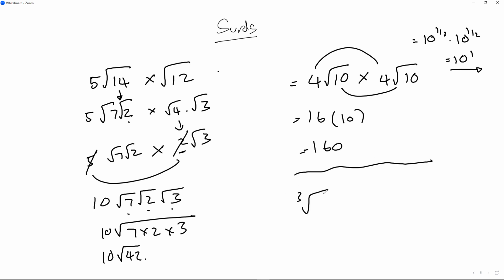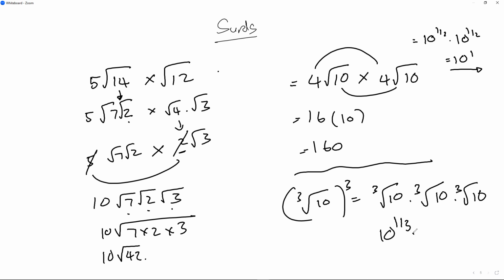If I've got the cube root of 10 cubed, that's like saying the cube root of 10 times the cube root of 10 times the cube root of 10, which is actually 10 to the power of 1 over 3 times 10 to the power of 1 over 3 times 10 to the power of 1 over 3, which is 10 to the power of 3 over 3, which is 10 to the power of 1, which is 10.